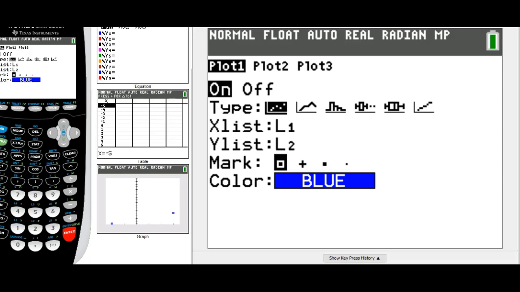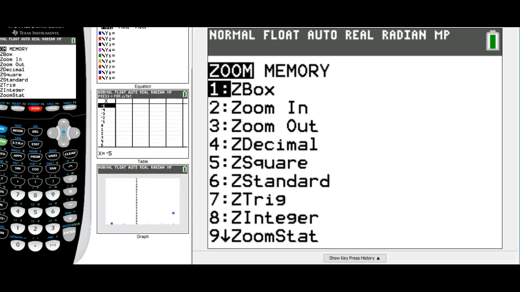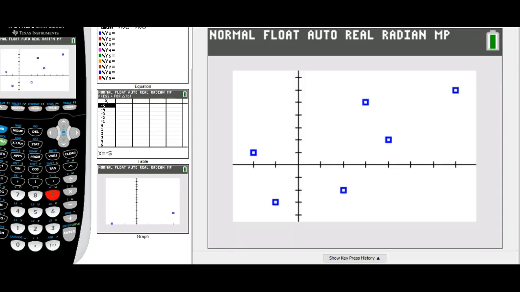Once I've done that, I can look at the picture by hitting Zoom, and this is in those directions, and picking number 9 to zoom into the statistics. And then I can take a look at the picture. You can see from this picture that it is making a line. So that's why I choose linear regression for this one.